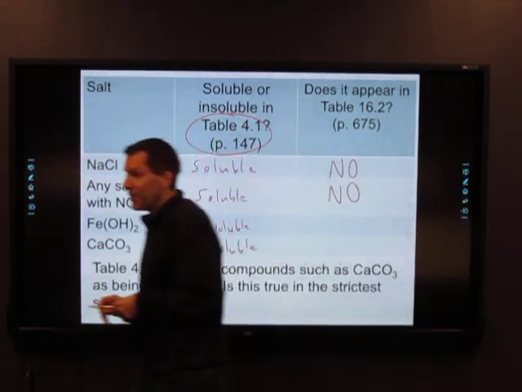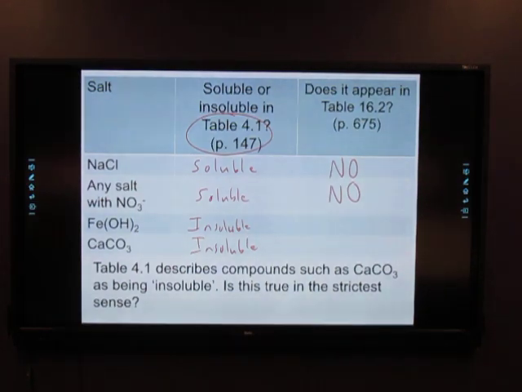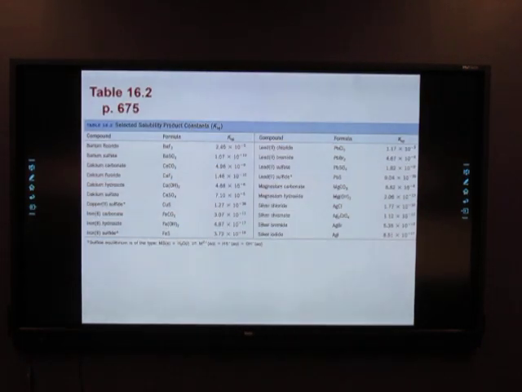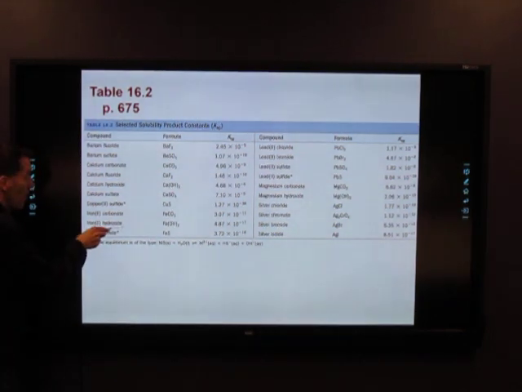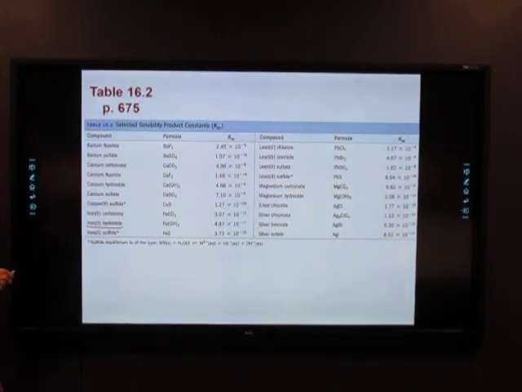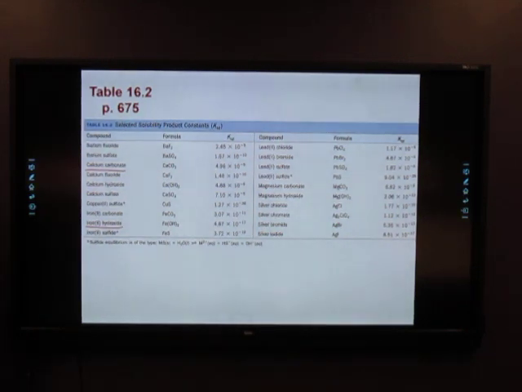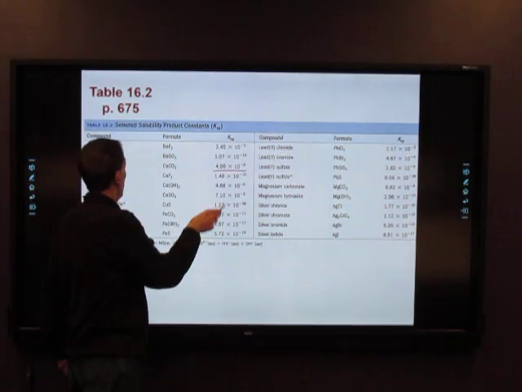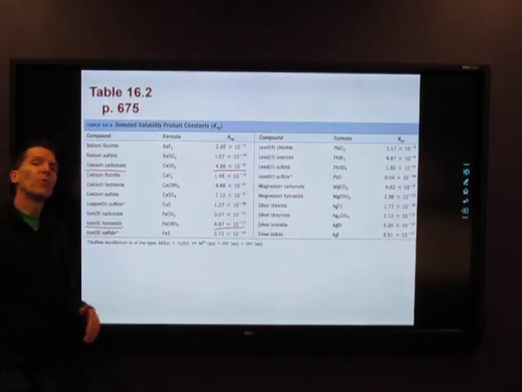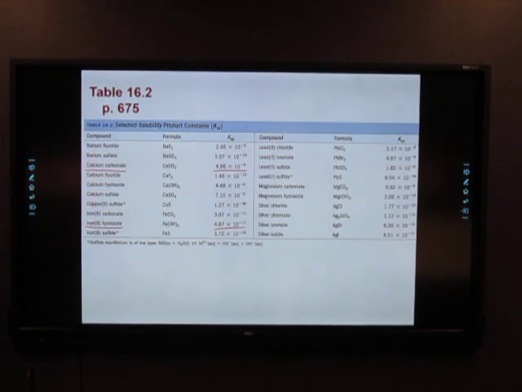If we jump up to table 16.2, we actually see the iron 2 hydroxide in this table. We actually see the calcium carbonate in the table. This is on page 675 of the book. And these are the Ksp values for these, for example, that we will be doing math on.